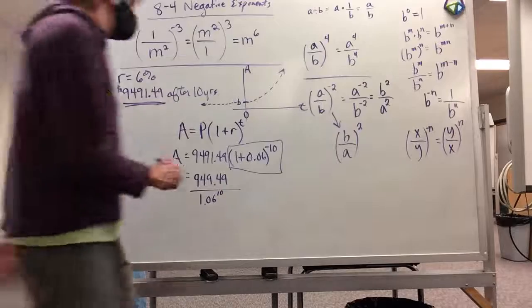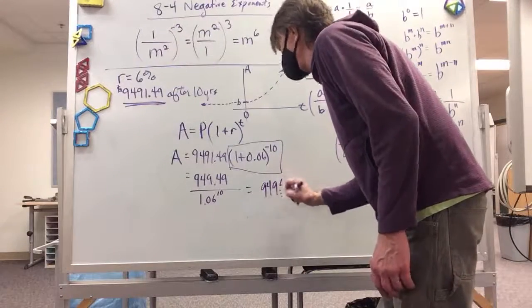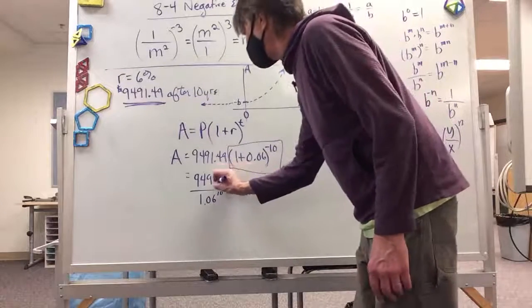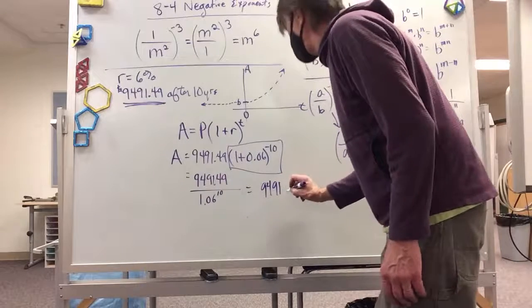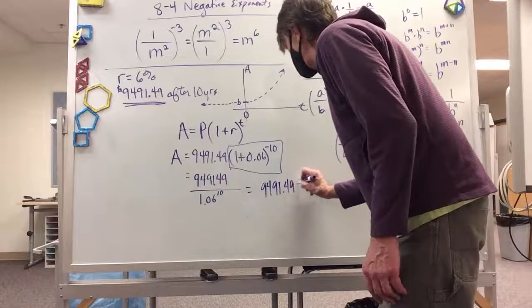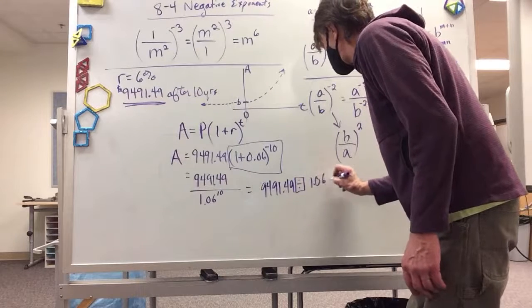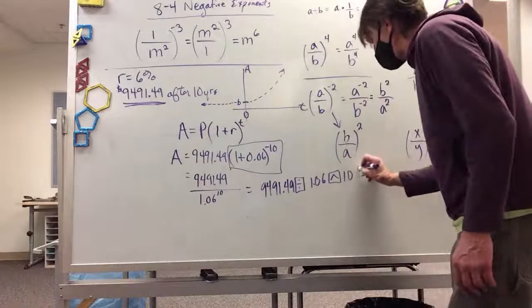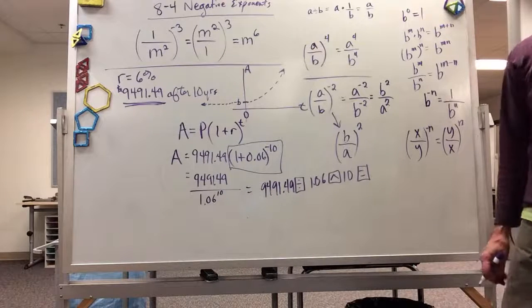So in your calculator, the way you can punch this out is 949... Is this the right number? 940, ooh, I'm missing a 1 in here. 9491.49 divided by 1.06 raised to the 10th, and hit equals. And that'll tell you how much they started with.